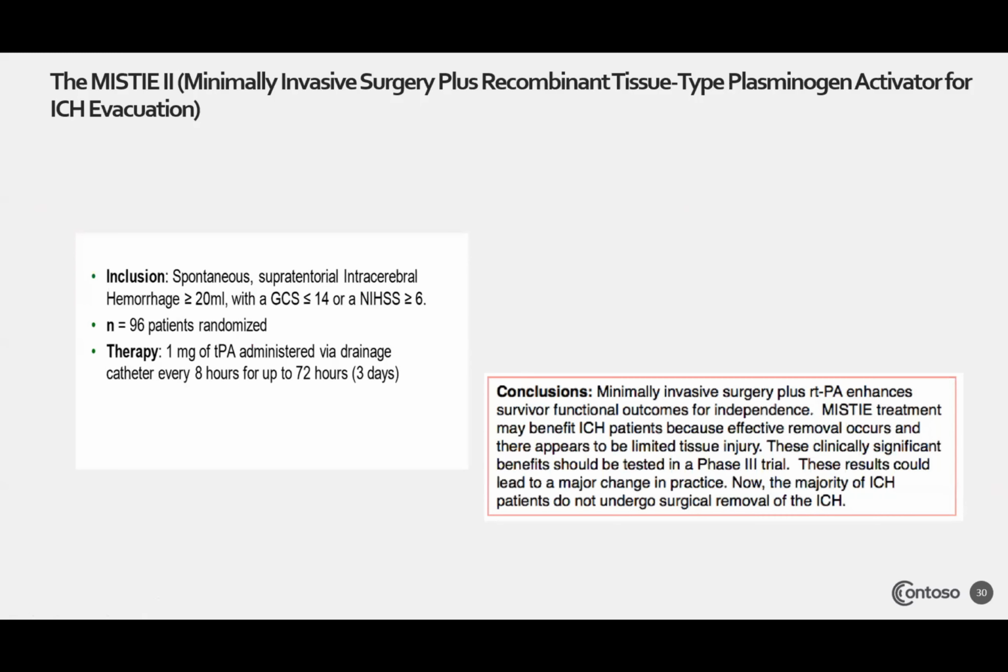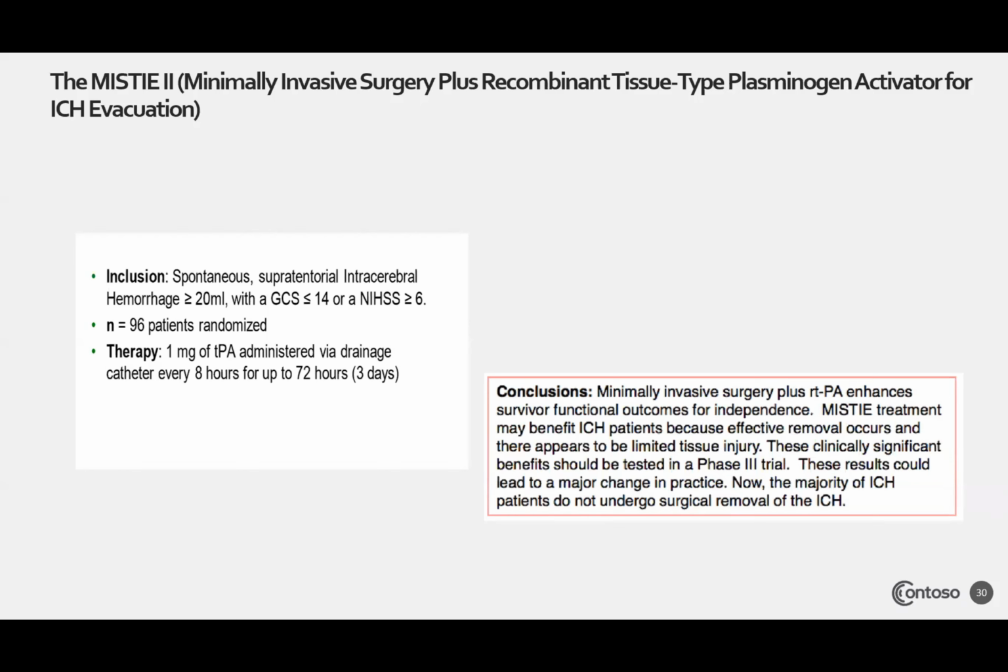We will go for the non-invasive part, which is the MISTIE trials and the CLEAR trials. MISTIE and CLEAR are minimally invasive surgery plus recombinant tissue plasminogen activator for ICH evacuation. So thrombolysis is working in both arms right now, in the ischemic part and the hemorrhagic part. And how can you give an IV tPA in a hemorrhage?